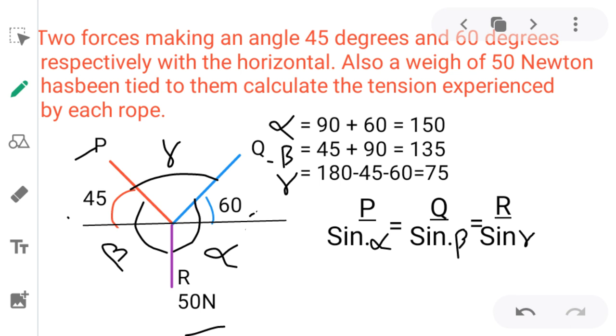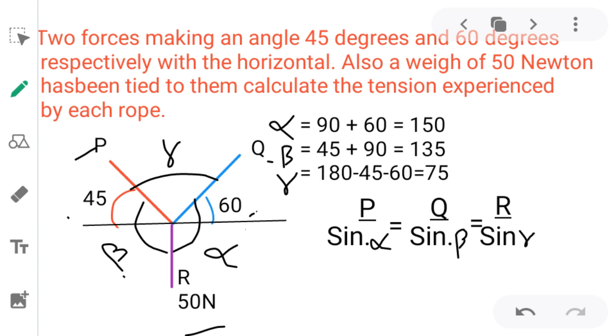P is one rope and Q is one rope. To them a weight of 50 Newton is tied. What will be the tension of rope P and rope Q? So we can apply Lamy's theorem to this diagram. Lamy's theorem states that the ratio between a force and the sine of the angle between the other two forces remains constant. When you take P, we get sin alpha. When you take Q, we take sin beta. When we take R, we take sin gamma. First of all we should calculate alpha, beta and gamma from the diagram.